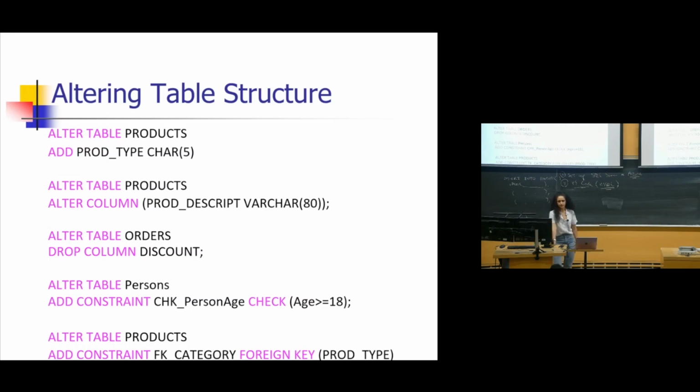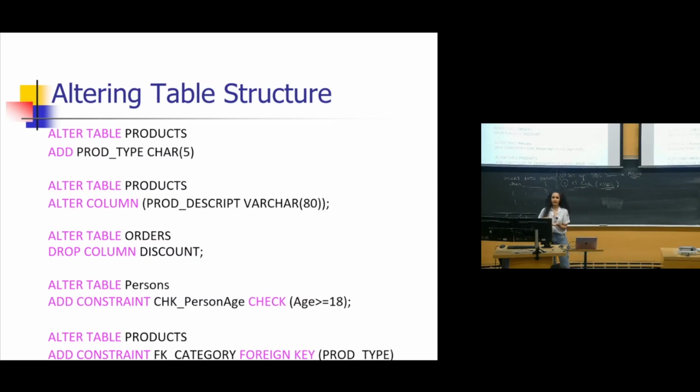So we have several constraints. We have, for example, primary keys, foreign keys, check, and so on, okay? So I provided just a couple of examples. For example, let's say you have a table for which you want to add some constraint on the age of people, right?